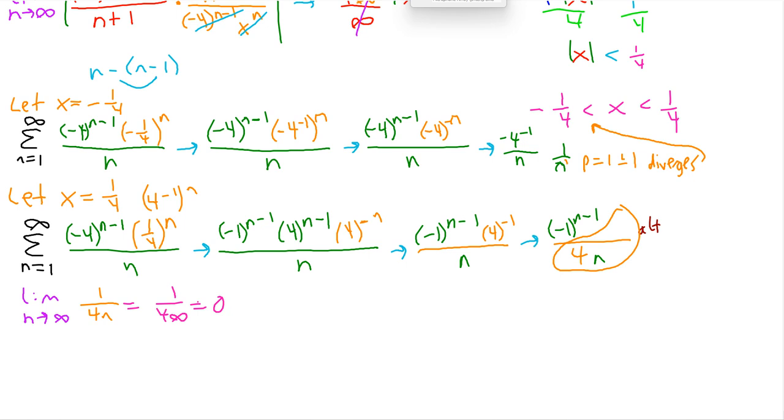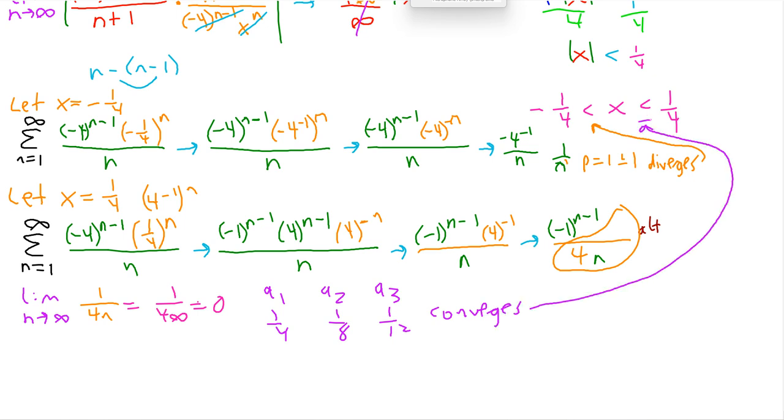And then if you test the first 3 terms, if you plug in 1, your starting number, that would be 1 over 4. Plug in 2, 1 over 8. Plug in 3, 1 over 12. So they do keep getting smaller. So it converges. So that one will have an equal to.